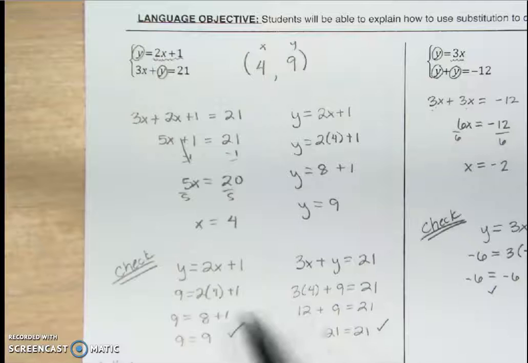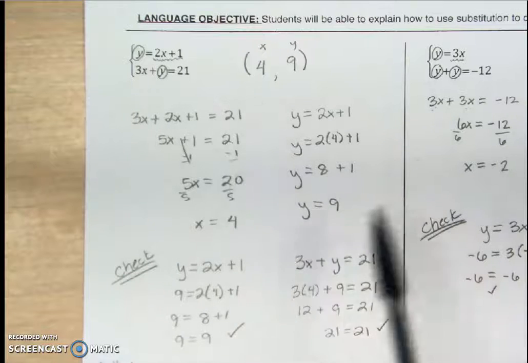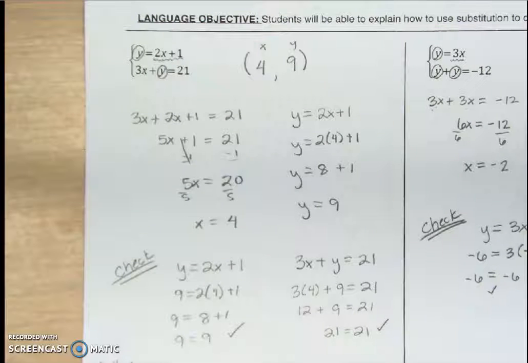I know the check takes a little while, but if something goes wrong and it doesn't check out at the end, that means you've got to do something differently up here. Something went wrong and it didn't come out equal. So you should always be checking your answer.